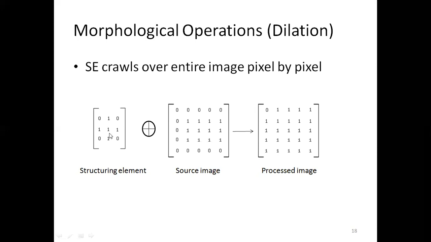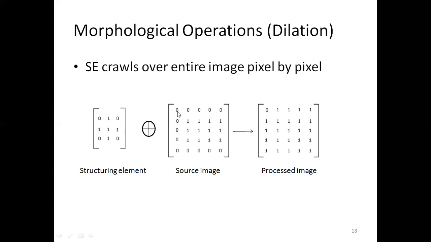So let's understand the process here. The center pixel of a kernel or structuring element is called the origin. This center pixel is placed over the first pixel, and it checks its neighbor pixels. This structuring element, or this origin pixel, has 4 neighbor pixels: right, left, top, and bottom. So this origin has 4 neighboring pixels.